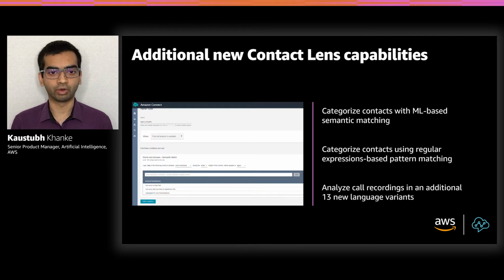To analyze call recordings in even more languages, businesses have asked us for the ability to use Contact Lens beyond just English and Spanish. We have now expanded our list of supported languages to 13 additional language variants, which include French, German, Italian, Portuguese, and Hindi.